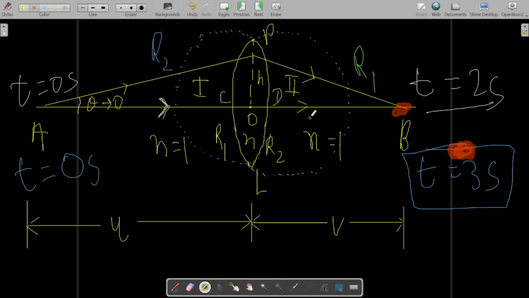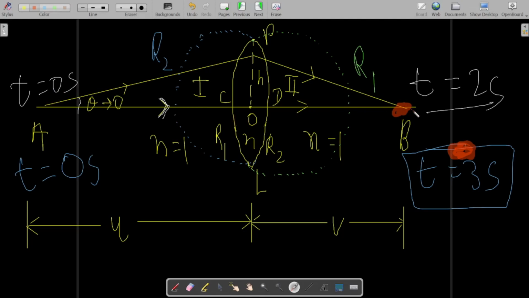Okay, so just keep this in mind. That's why your optical path APB must be equal to your optical path AOB. This is quite a common sense fact. Yes, so your optical path APB and optical path AOB both must be the same. Only then the rays will meet at B. Otherwise the rays won't meet at B at all.